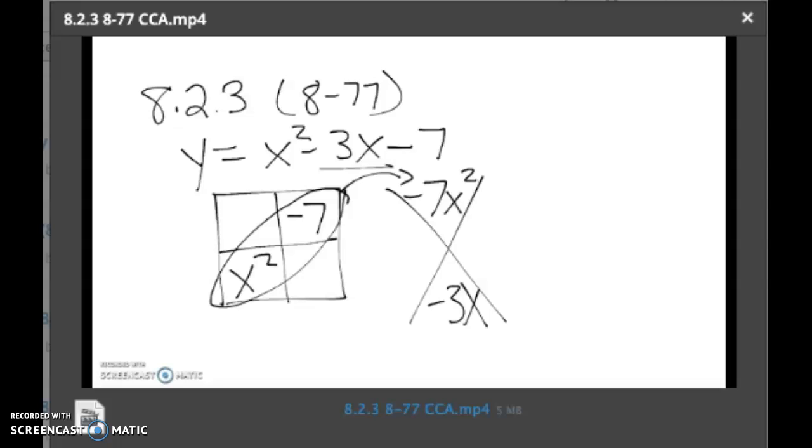So I'm thinking of factors of negative 7x squared, and so I think a negative 7x, a negative x, or positive 7x and a negative x, or some version of 7x and 1x. And there's just no possible way to get those factors to add up to negative 3x. So that makes this equation not factorable.